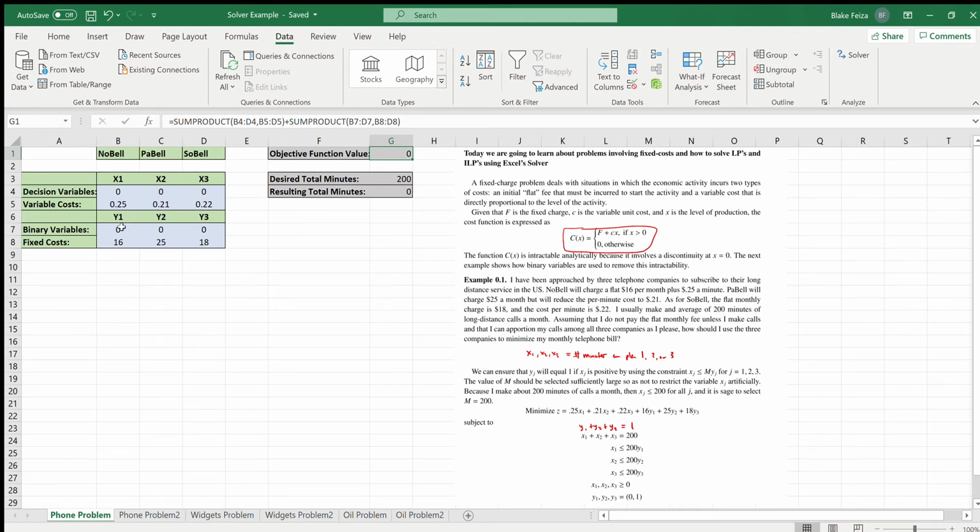So same thing, B7 through D7 are these zeros for all three of our Ys, with B8 through D8 being the fixed costs themselves. It multiplies those out and adds it to our sum up here to give us our total cost.